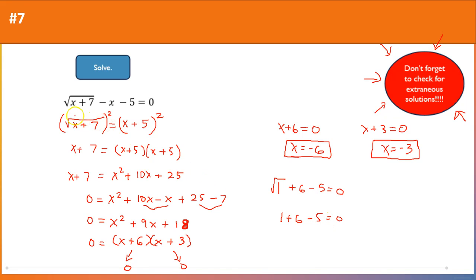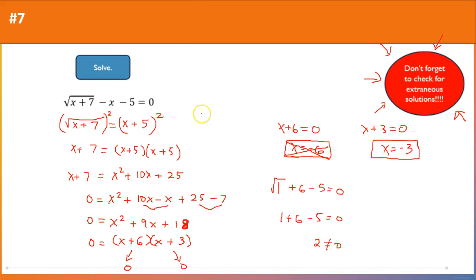All right, let's just double check. Again, that's going to be 1 because negative 6 plus 7 is 1. Square root of 1 is 1 plus 6, because negative negative 6 makes it plus 6, minus 5. So 6 plus 1 is 7, minus 5 is 2. And 2 does not equal 0. So this one is not correct.